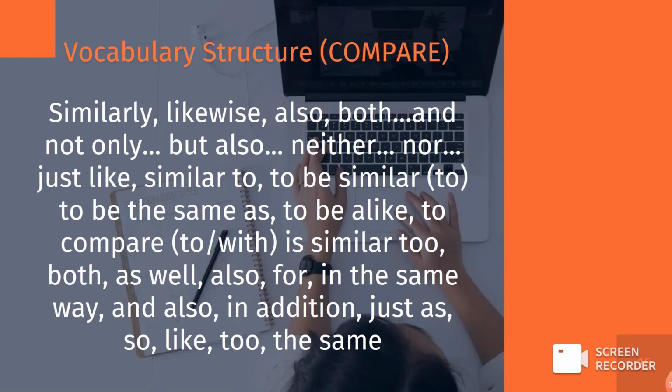Now here are the vocabulary structure for comparison if you are comparing things. So we have here similarly, likewise, also, both, and not only, but also neither, nor, just like, similar to, to be similar, to be the same as, to be alike, to compare, is similar to, both, as well, also, for, in the same way, and also, in addition, just as, so, like, to, and the same.